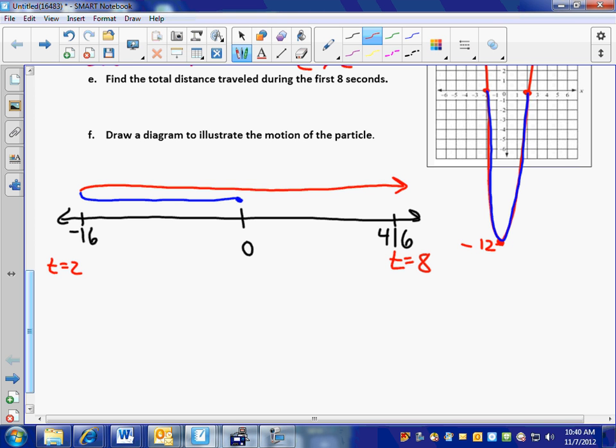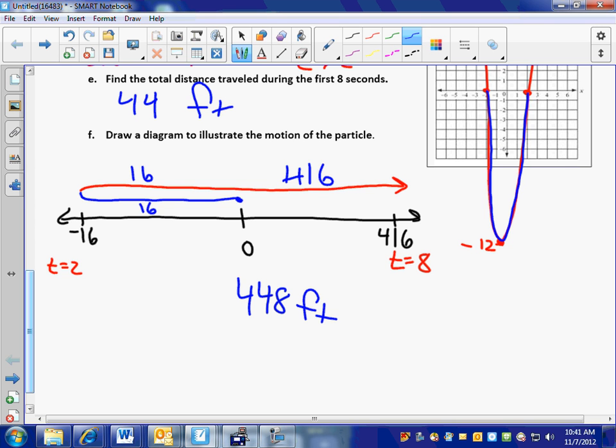So now we need to figure out its total distance traveled. Here's where we're going to tie it all together. How far did it travel here? It traveled 16. How far did it travel back to the spot? Another 16. And how far did it travel from here to here? 416. So we have 16 plus 16 plus 416. 448 feet is the distance during the first 8 seconds.